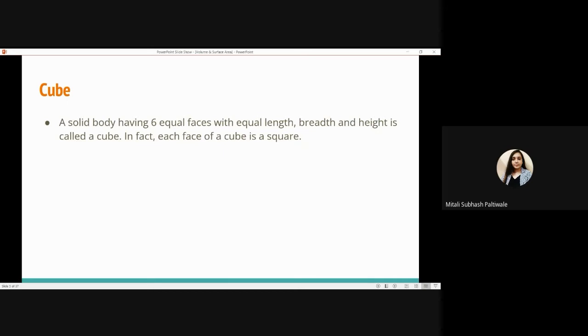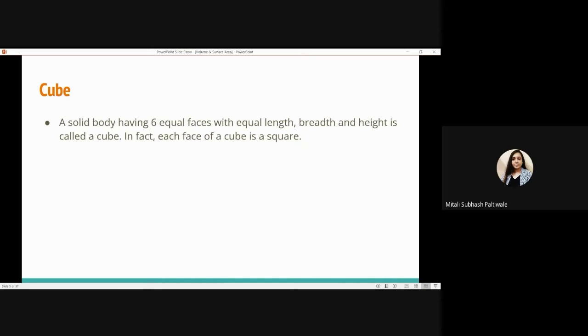Okay, and one more thing, each face of a cube is a square. So let's move on to the formulas. Now there is a shape, and it has length, breadth, and height. So now a cube is there, so we should find the volume of a cube.